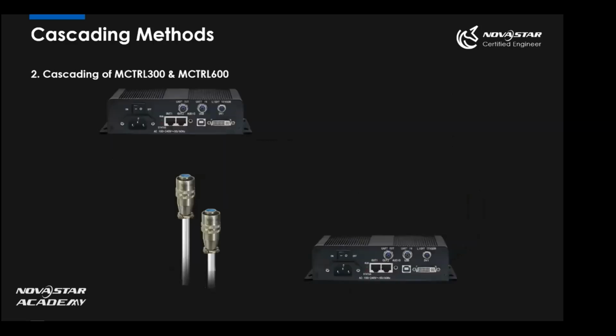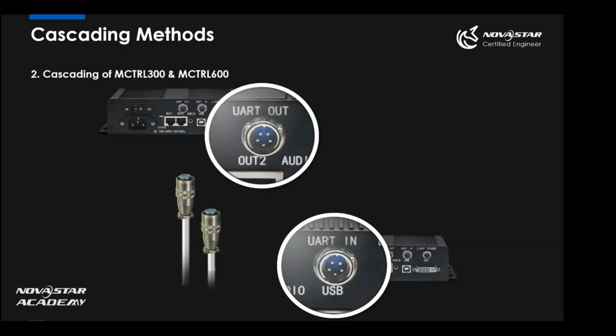Next one, we have the M Control 300 and M Control 600. We can see in the picture, it has a box over there. And the cascading interface is also different. We have to use another kind of cable. We can see in the middle of the picture and connect the UART out to the next sending card UART in. The connection is the same, just the cable and interface are different.